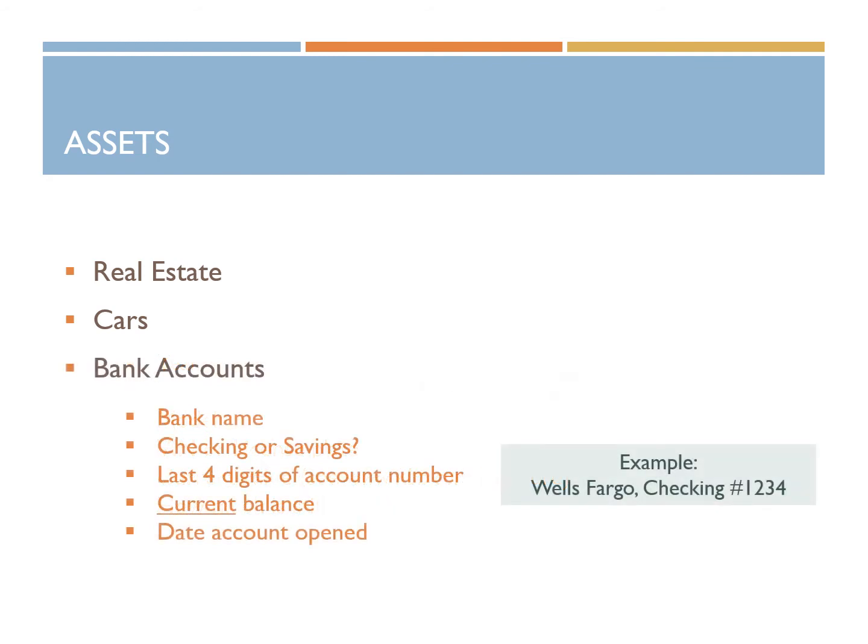Bank accounts. Again, you need to have a specific description: the bank name, the type of account, whether it's checking, savings, or money market, and the last 4 digits of the account number. Please be aware that anyone can come to the court and look at your file. So although you should list the last 4 digits, you should not list any more than the last 4 digits. For each account, you need to know the current balance as well as when the money was earned. Was it before marriage, during marriage, or after separation?